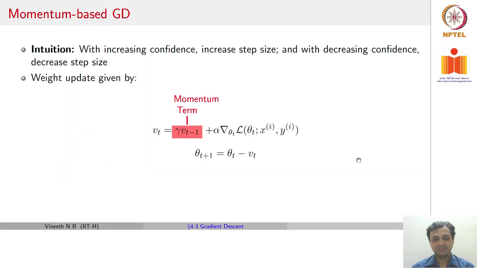That leads us to a method known as momentum-based gradient descent. Momentum-based gradient descent relies on the intuition that with increasing confidence, increase the step size, and with decreasing confidence, decrease the step size. Simple intuition is, why not we make use of the direction that we have been traversing on so far to make our next update? Why should we rely only on the gradient at the current time step?